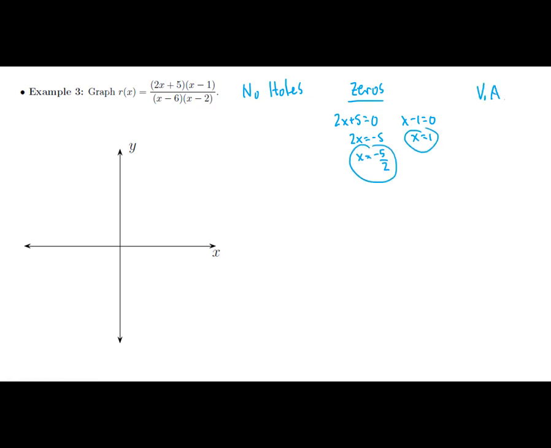Then we, of course, have our vertical asymptotes as well. Here we have x minus 6 equals 0, so x equals 6, and x minus 2 equals 0, and x equals 2. So those are our vertical asymptotes. So now let's do horizontal asymptotes the easy way. Okay.